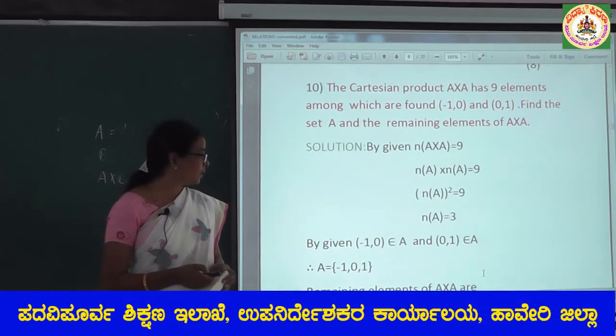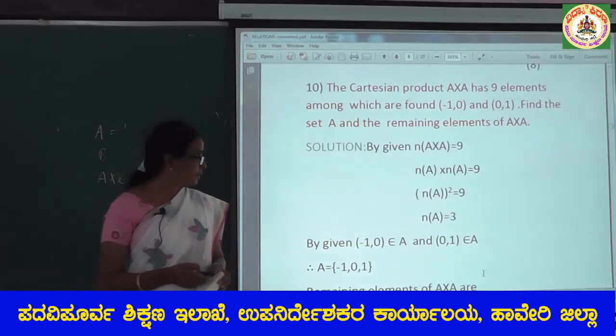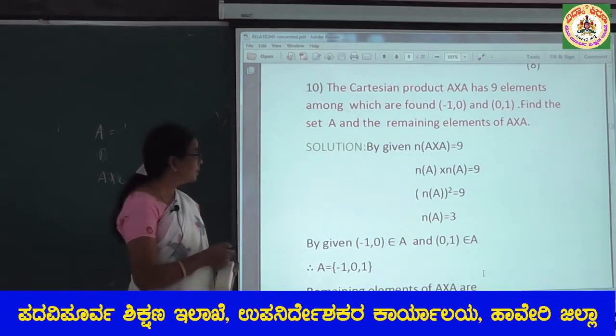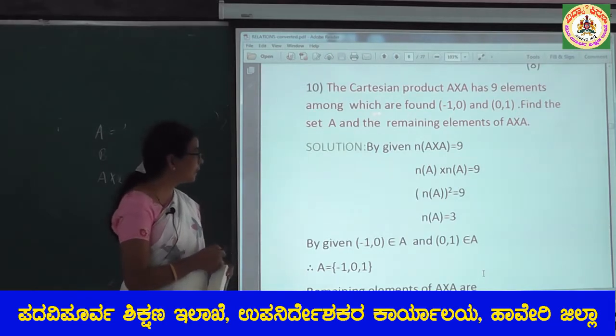Last class I explained some examples. Now I will continue with the rest of the examples. Here the Cartesian product A cross A has 9 elements, among which are found (-1, 0) and (0, 1). Find the set A and the remaining elements of A cross A.